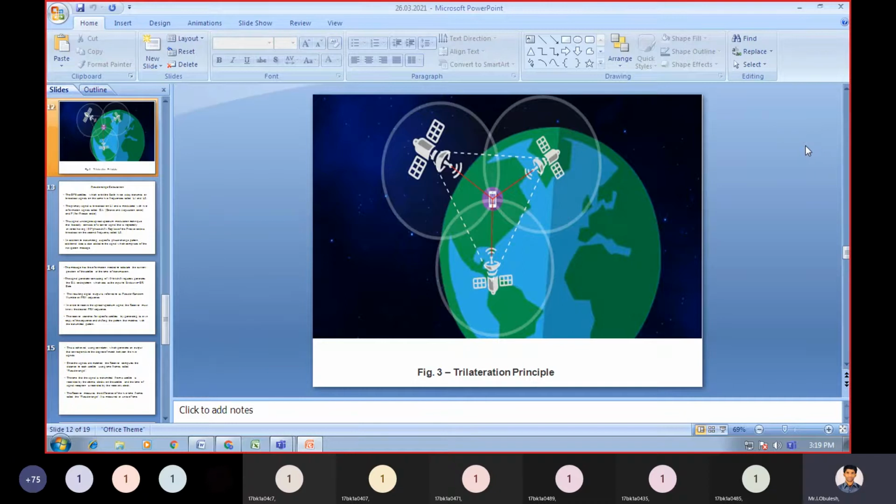So the receiver determines the three-dimensional position of the point of interest with the information from the fourth satellite.